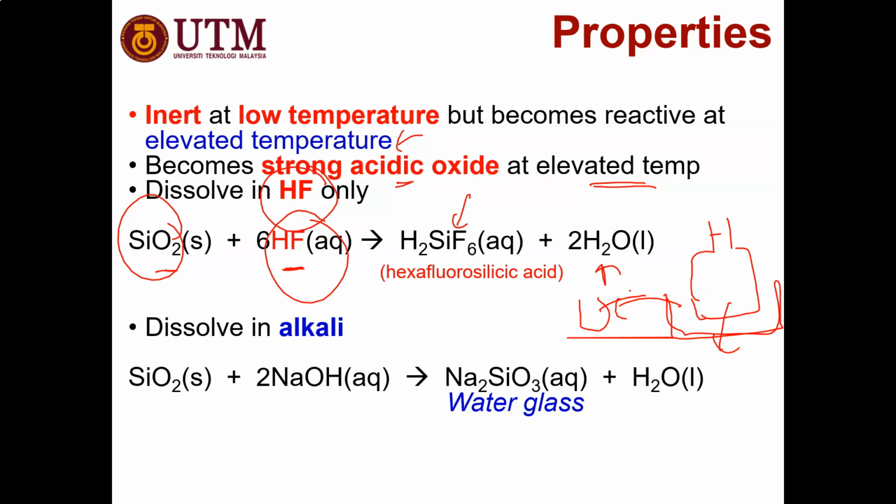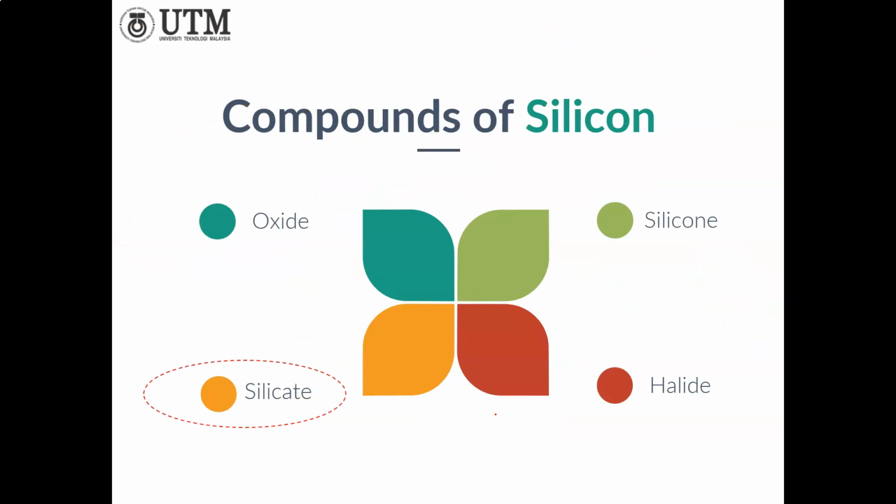Okay, enough about acid, kita tengok alkali pula. So, the same dengan dia punya elemen juga, it dissolves in alkali. So, acid dia hanya dengan hydrofluoric acid, tapi for alkali, it dissolves in almost all alkali. So, let's say in the case here, kita ambil sodium hydroxide with silica, you will get, once again, the water glass with water. Sebab kita guna sodium kat sini, so kita dapatlah sodium silicate. Okay, so itu sahaja for now pasal dioxide.